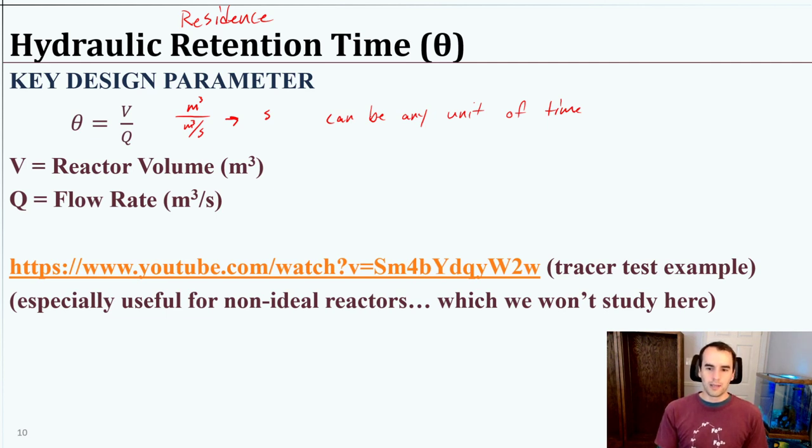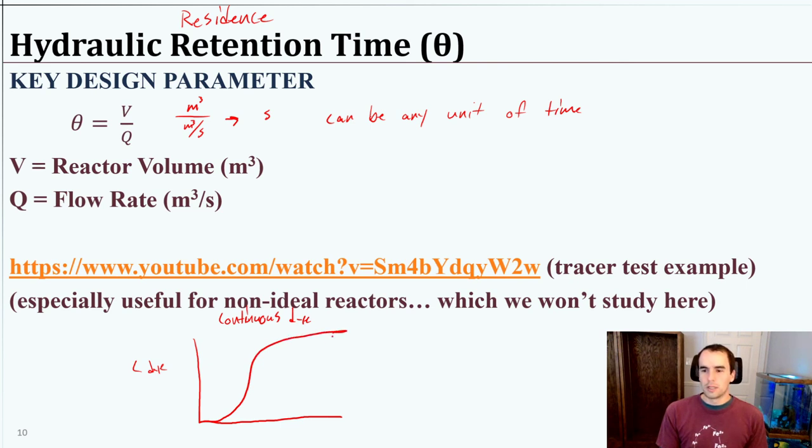If we look at how much dye is coming out over time, the concentration of dye coming out over time, if we added dye like that video showed, that would be called a continuous dye addition, basically. We'd have nothing coming out for a little while, and then we'd start to have some, and then we'll see that eventually we reach the concentration that the dye is being added to the water. And based on when this time happens, we can say, oh, okay, the average hydraulic residence time may be somewhere around here or something.